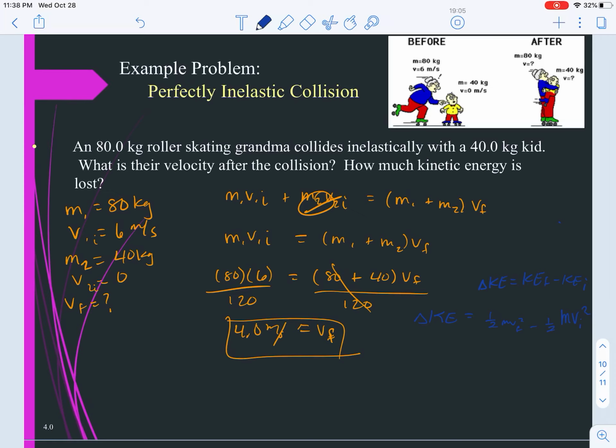1/2 mv squared initial. So what we would do here is we would simply take our initial kinetic energy, which initially it was only grandma who had any kind of velocity. So this initial kinetic energy is going to come from our grandma. Our final kinetic energy is going to be from grandma and the kid, but remember they joined up together to give us one velocity. So grandma and the kid goes here, and we would just find the difference between the two.